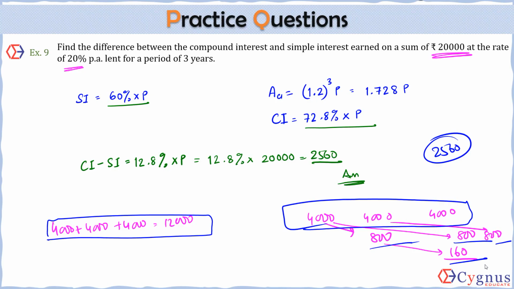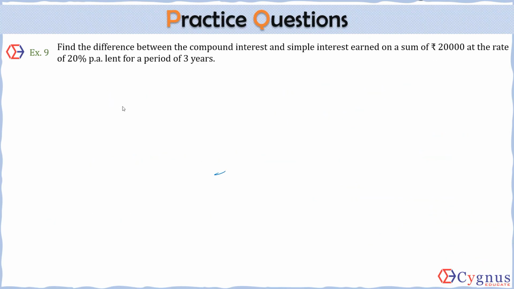Let's look at a few values here. Let's try to solve this question here. Find the difference between the compound interest and simple interest earned on a sum of 20,000 at the rate of 20% per annum for a period of 3 years. Now see, I'm looking for the difference for 3 years. Although we have a formula for 2 years, I want to find the difference for 3 years.